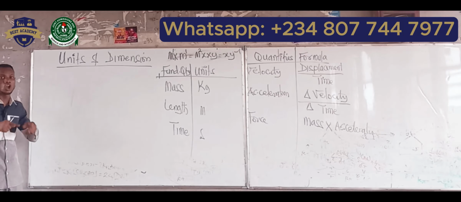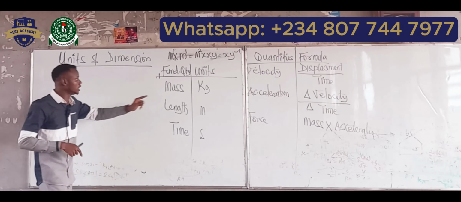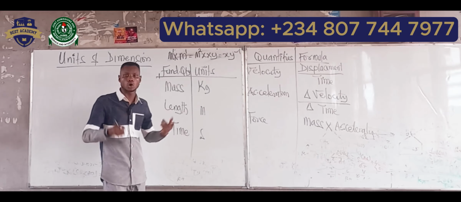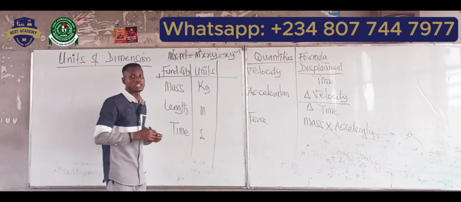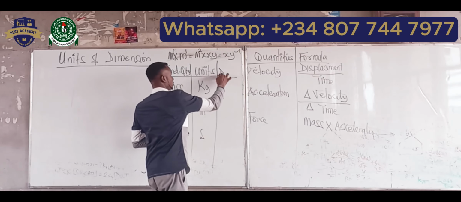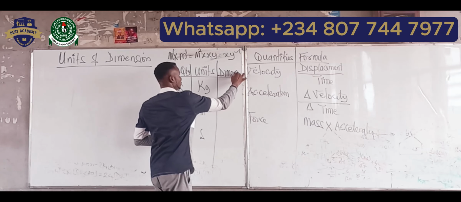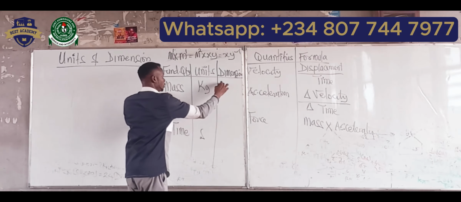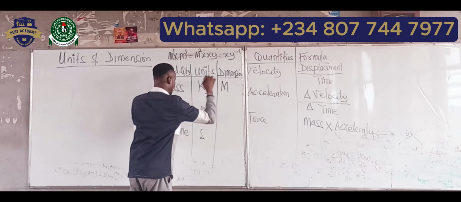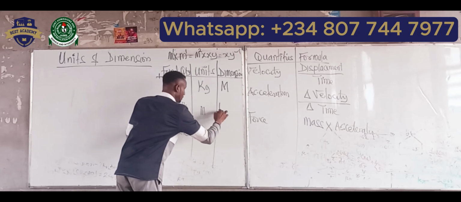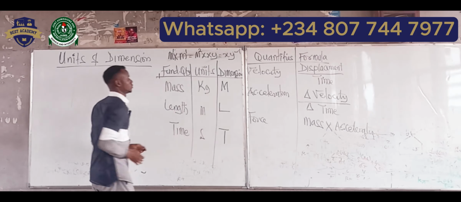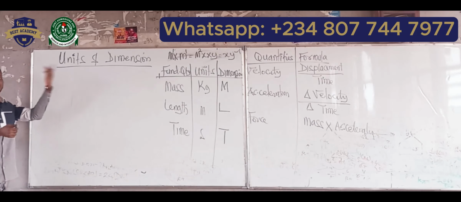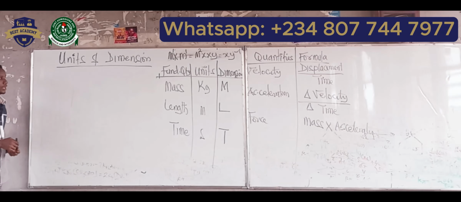Most students always mistake dimension for units. Kg, meter, and seconds are called units. But whenever you are expressing these fundamental quantities in their initial letters, this is dimension. So in terms of mass, we express this as capital letter M. In terms of length, capital letter L. In terms of time, capital letter T. So whenever you are doing this, it means that you are expressing the dimension.